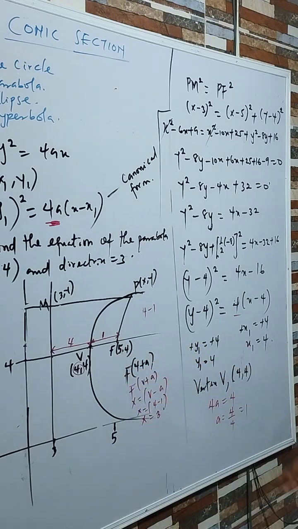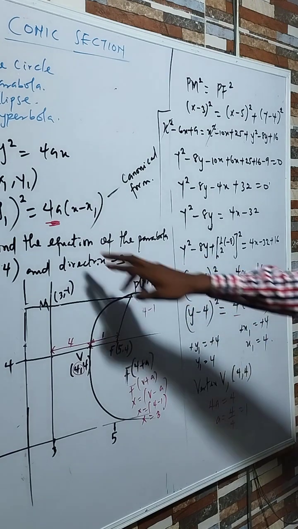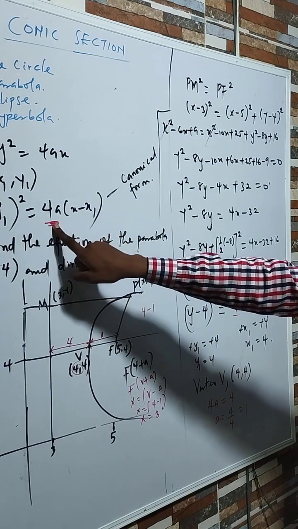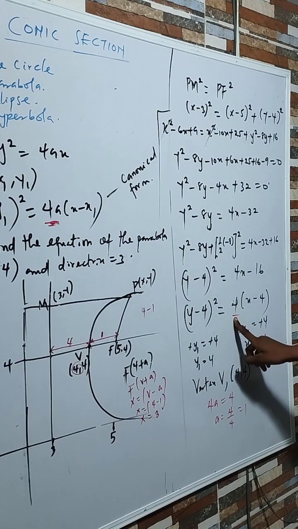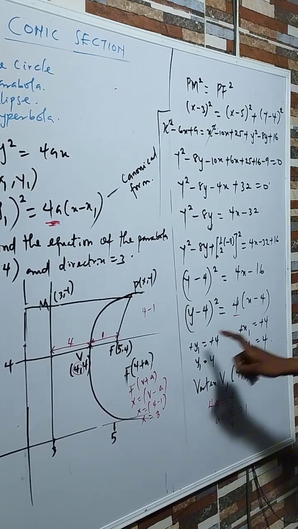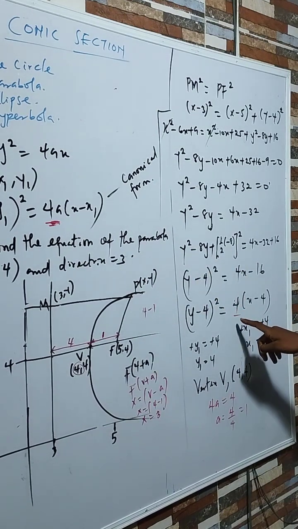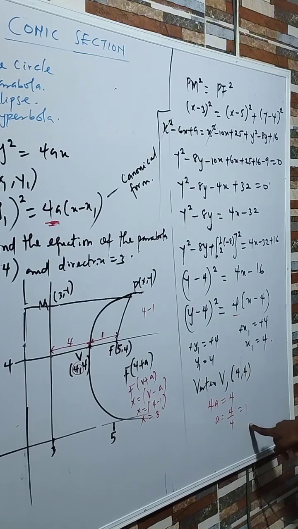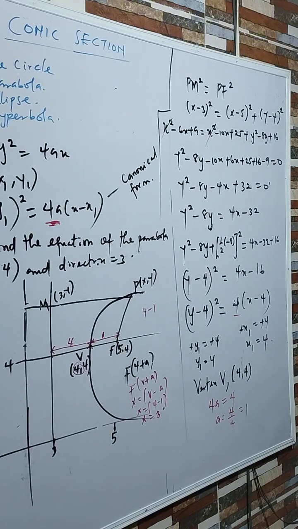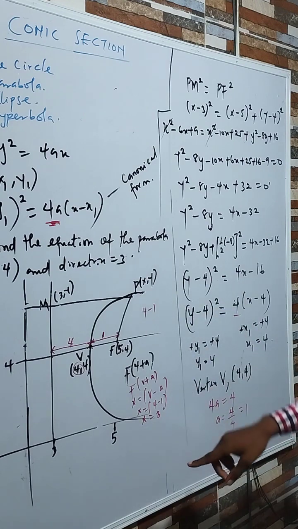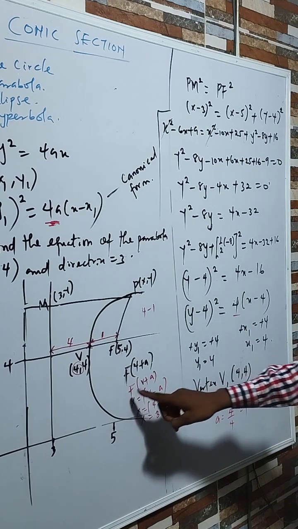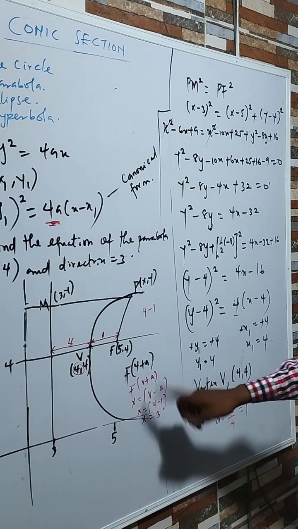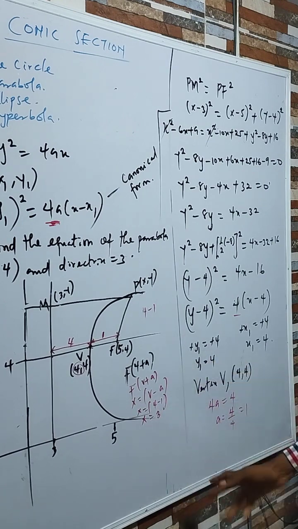So to show that it is actually 5,4, I needed you to know that my 4 from here, by comparison, we have 4a here, and we have here 4 bracket x minus 4. So if you have 4a equals to 4, your a is 1. And if your a is 1, definitely you should be able to do that. So to get the directrix, we are now saying if the focus is v plus a, then your directrix is v minus a. So you are able to get the directrix as x equals to 3.